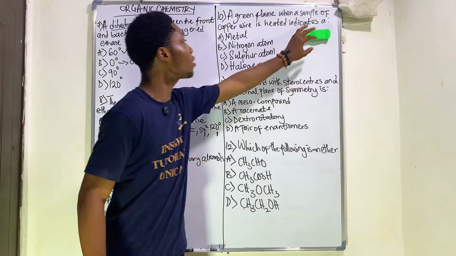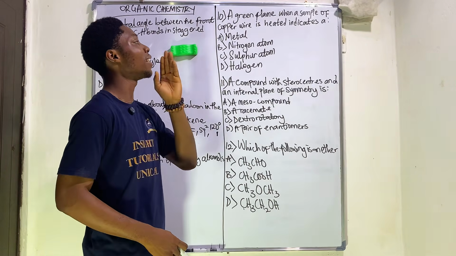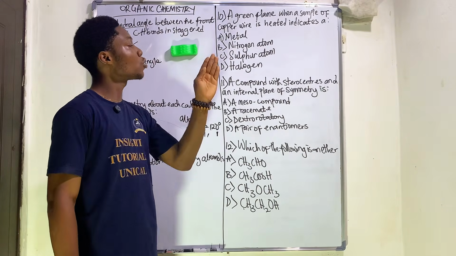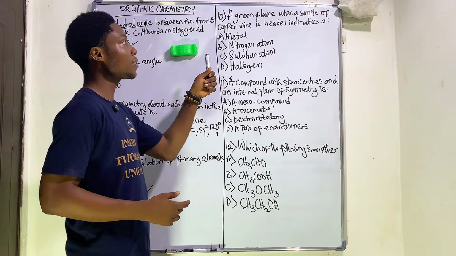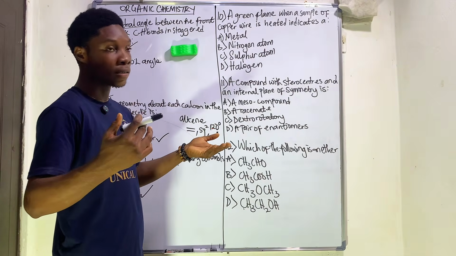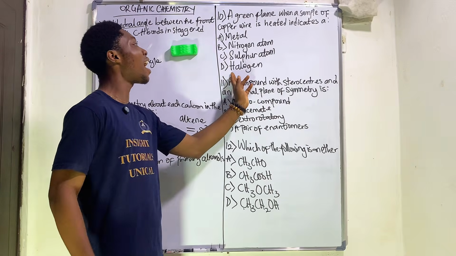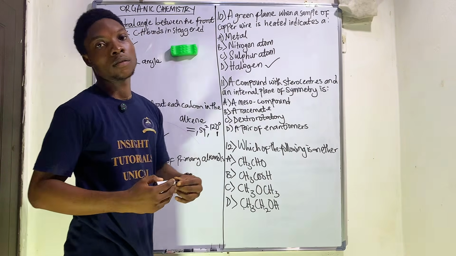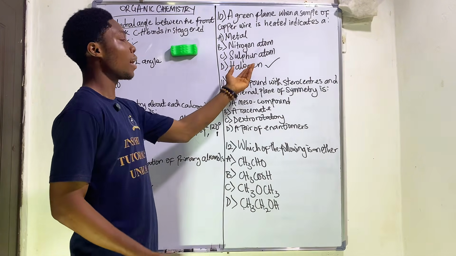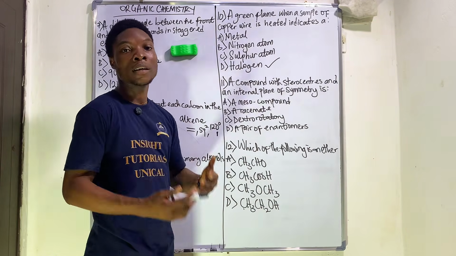Alright, the next question. A green flame when a sample of copper wire is heated indicates A. metal, B. nitrogen atom, C. sulfur atom, D. halogen. Now, this test is the Beilstein's test. The concept is when a sample of copper wire is heated and it gives off a green flame, it is going to indicate that there is a halogen. So a green flame basically indicates a halogen in Beilstein's test. That's the name of this test, burning copper wire to give a green flame. That's how easy it is.